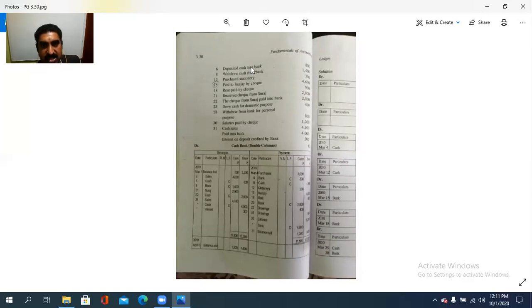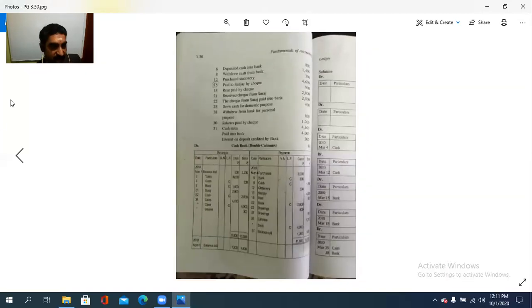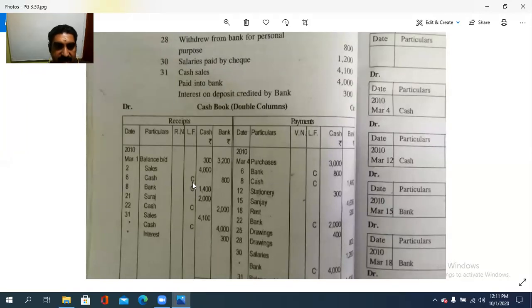Then deposited cash into bank 800. So in such a case, the contra entry will come. Actually, the entry is what? Deposited cash into bank is bank account debit to cash. So to cash in the bank column and by bank in the cash column. See 800, how it is to be treated. Look here, to cash, this is the contra entry and this is the 800 in the bank column. So bank account debit to cash. So to cash in the bank column and by bank in the cash column.